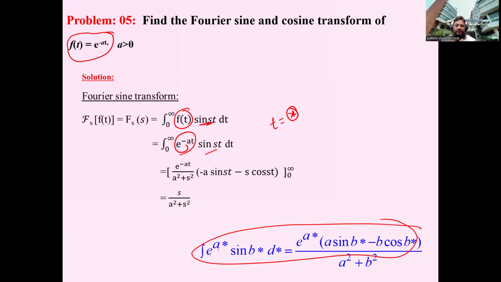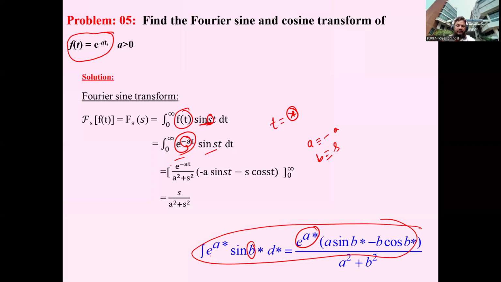So e to the power at, a is negative a, and b is s. Right. So a is negative a and b is s in this problem. So now we can use e to the power a star, a star means t. So we can write e to the power at, e to the power negative at.